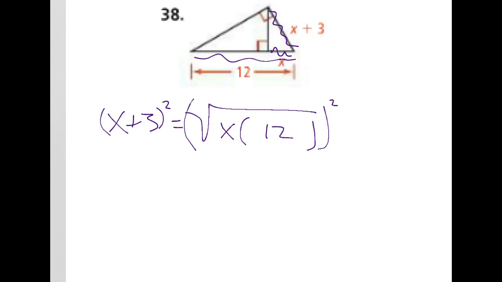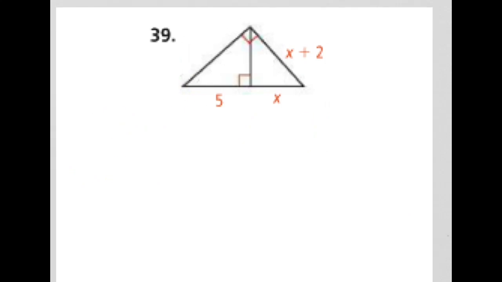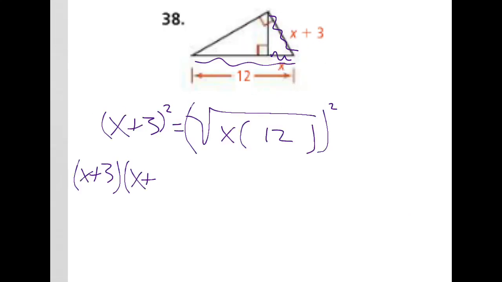So I'm going to square both sides. Notice that I had to put parentheses around the x plus 3. I cannot say x squared plus 3 squared. Those two expressions are not equivalent. You'll see why in a moment. X plus 3 squared is x plus 3 times x plus 3. And so I'll have to FOIL, and that's going to be equal to 12x because the square root and the square undo each other. There we have it. Let's FOIL now.